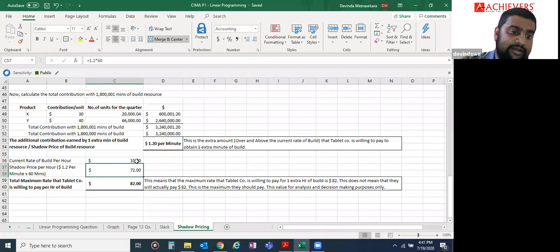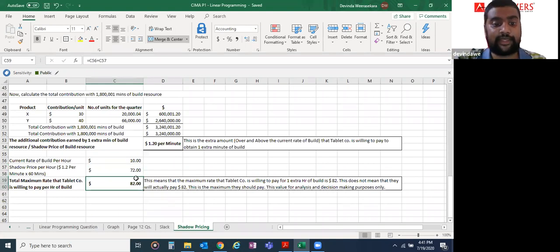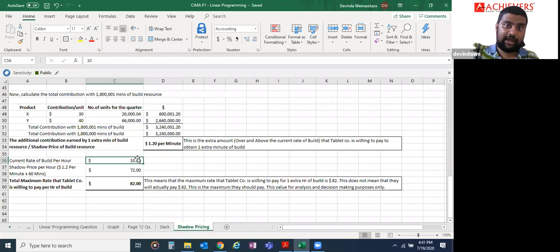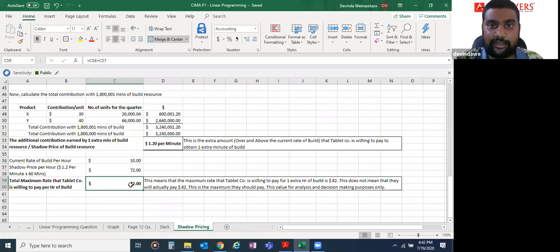So, again, extra amount means more than the normal rate. More than the normal rate, how much more are you willing to pay? The $10 you will anyway have to pay, but shadow price means above the normal rate, how much extra are you willing to pay? So the 72 is the extra, more than the $10. That means in total you're willing to pay the normal base rate of $10 plus the extra 72. So in total you're willing to pay 82.